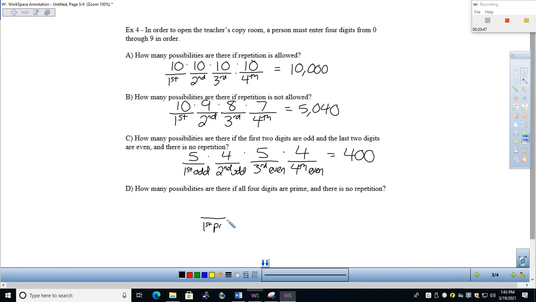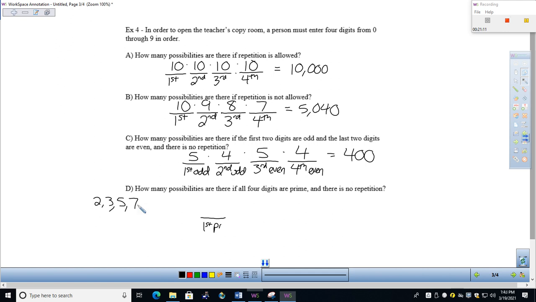Okay, and well, let's see, I'll just put this off to the side. 2 is prime. So remember, prime means there are 2 distinct factors, and only 2 distinct factors. So 1 and 2 are the factors of 2. 3 is prime, 1 and 3. 5 is prime, 1 and 5. And 7 is prime, 1 and 7.